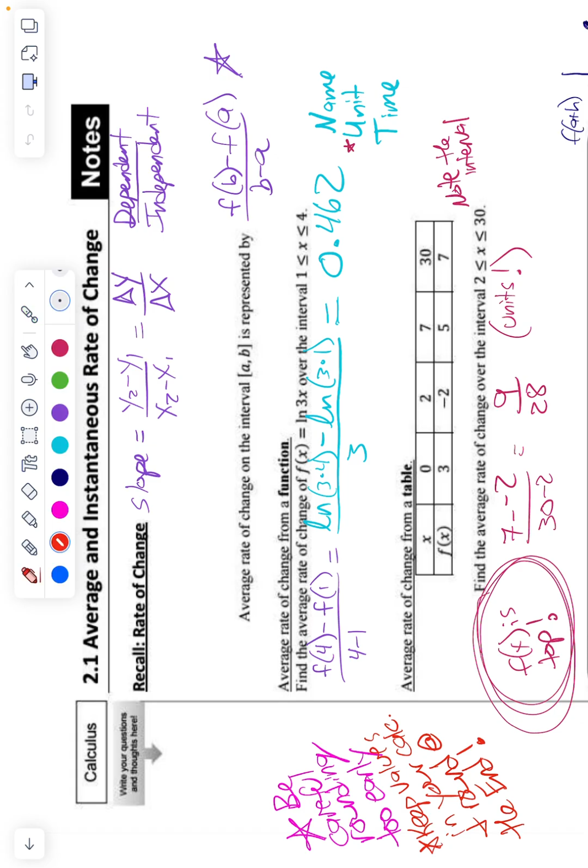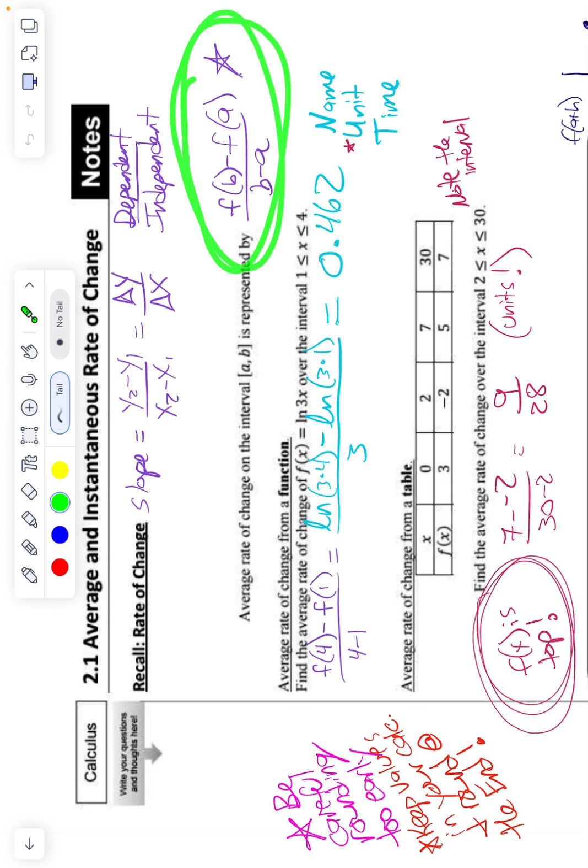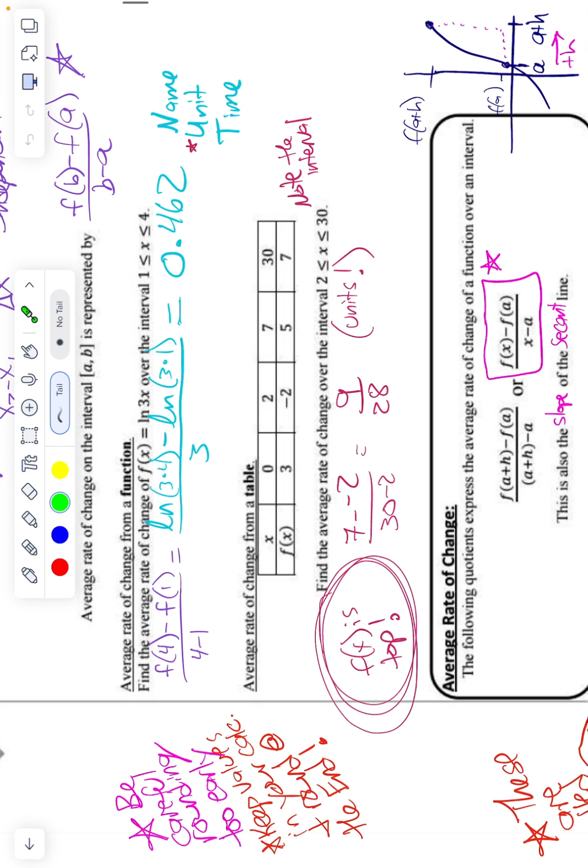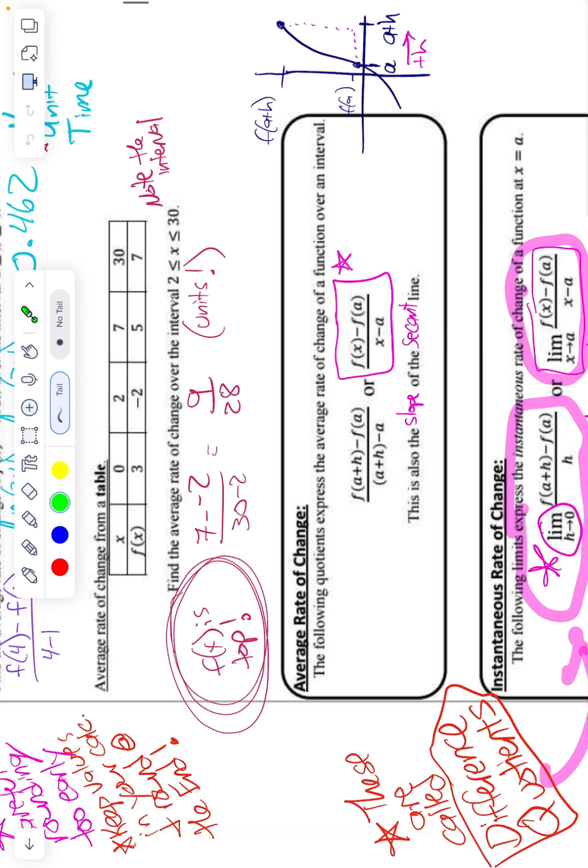Remember our kind of better notation, maybe I'd say, the f of b minus f of a, we saw that develop into two difference quotients yesterday. So we just talked through slope, did some average rates. I do want to remind you that anytime you're in context, make sure that you have your units on there. This one wasn't, but if it is, make sure that you label that.